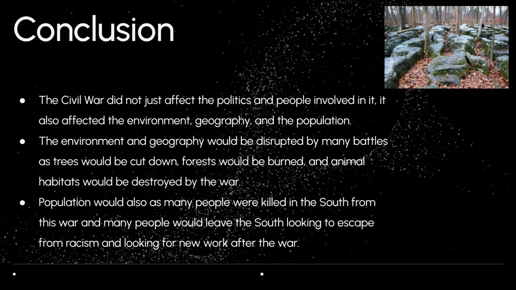So in conclusion, the Civil War did not just affect the politics and people involved in it, it also affected the environment, geography, and population. The environment and geography would be disrupted by many battles as trees would be cut down, forests would be burned, and animal habitats would be destroyed by the war. Population would also be affected, as many people were killed in the South from this war, and many would look to escape from racism and look for new work.